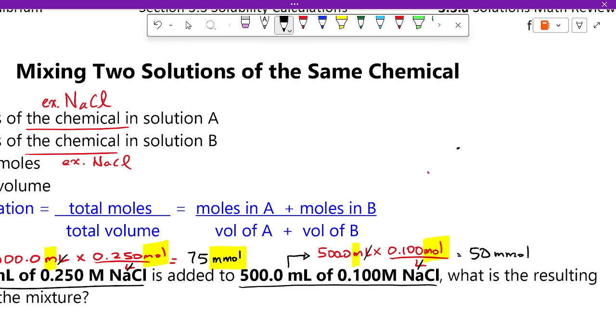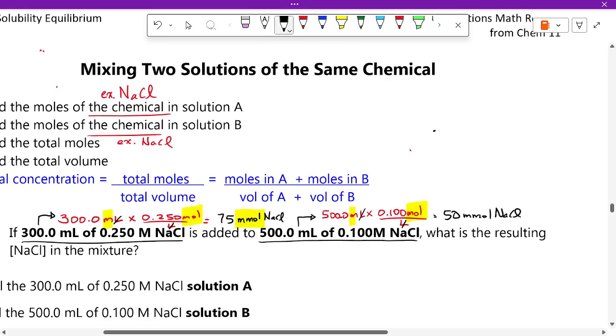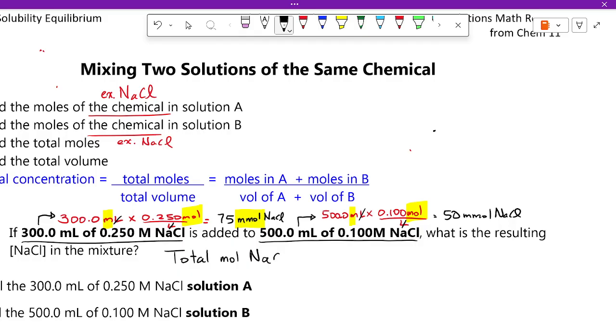So we have 75 millimoles of NaCl, and we have 50 millimoles of NaCl. So our total moles of NaCl is 75 millimoles plus 50 millimoles, which is what, 135? 125. I can't do math. Gosh, what's wrong with me? 125 millimoles.